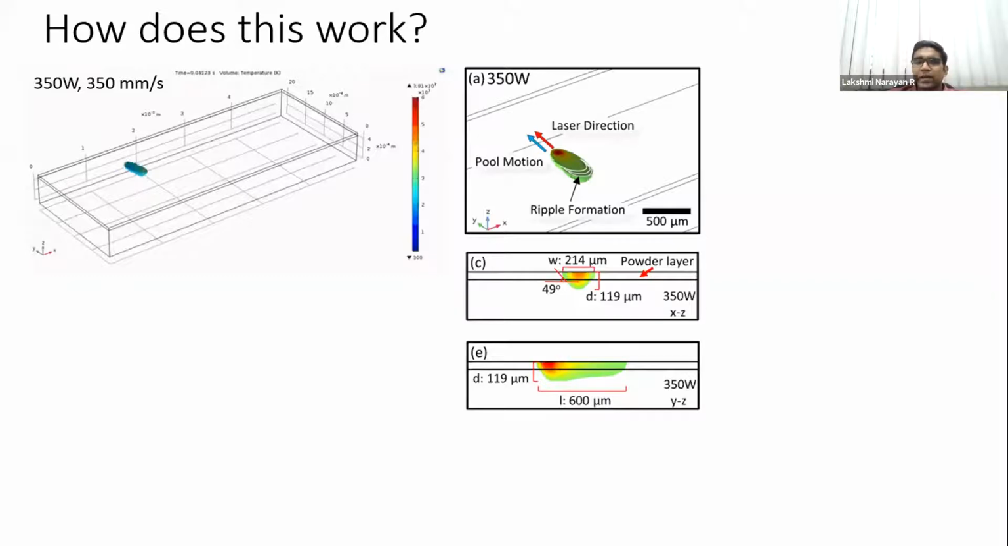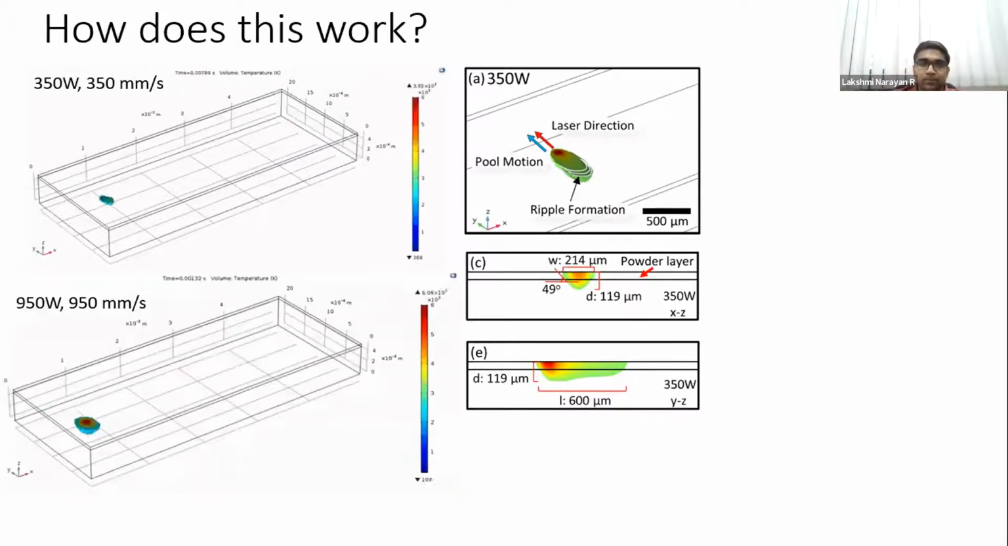So you're very happy with it. And of course, even if you look at the other cross section, when it is spreading around, if you consider even the ripple formation, you see that even that is not too wide. It's okay. Nevertheless, the heat distribution is very, very concentrated. Remember, this is a Gaussian profile laser.